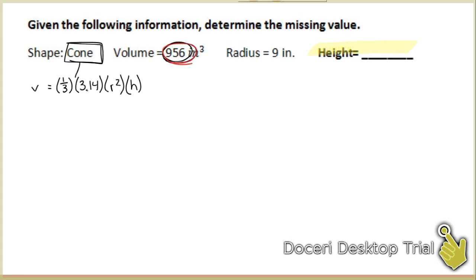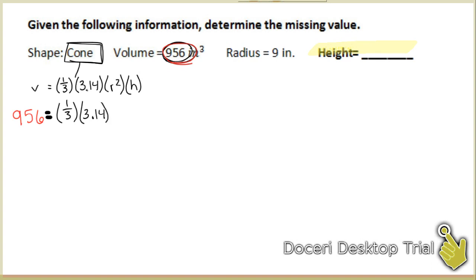So I'm going to come over here to where I have this written, and I'm going to start filling things in. So 956 was my volume. From there, we know that 1/3 is still 1/3. That does not change. We also know that pi doesn't change, so it's still 3.14. Next comes the radius.